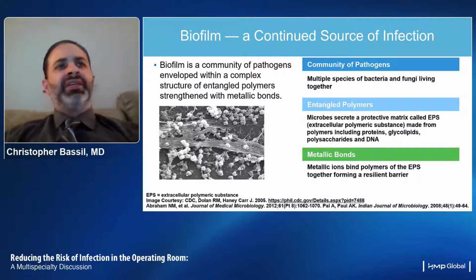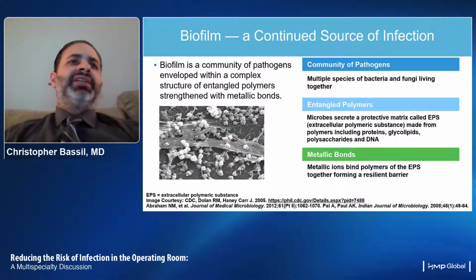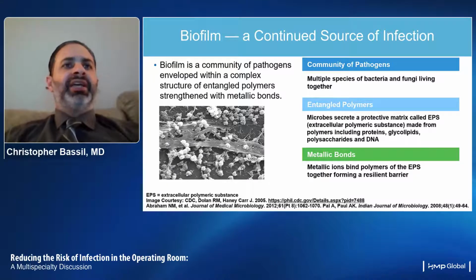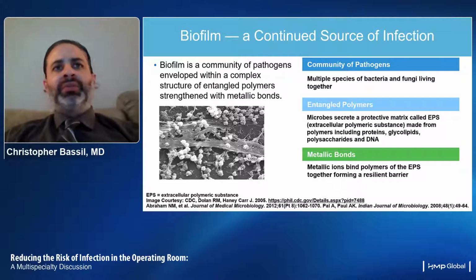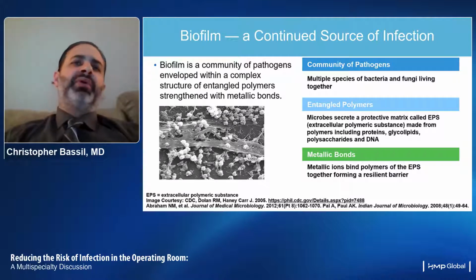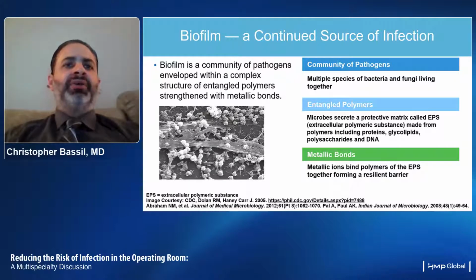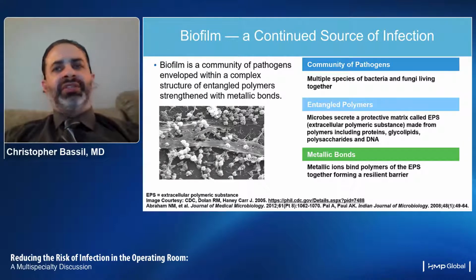Biofilm is basically the community of pathogens that's essentially enveloped within a complex structure of entangled polymers. The easiest way I say it is, this is the castle, the fortress that bacteria tend to hang in any time you deal with an infection. You have a community of pathogens, multiple species of bacteria and fungi living together. They're entangled in the extracellular polymeric substance. They create this protective matrix called the EPS, made up of proteins, glycolipids, polysaccharides, and DNA. These are all bonded together through metallic ions and polymers of the EPS, together forming a resilient barrier.